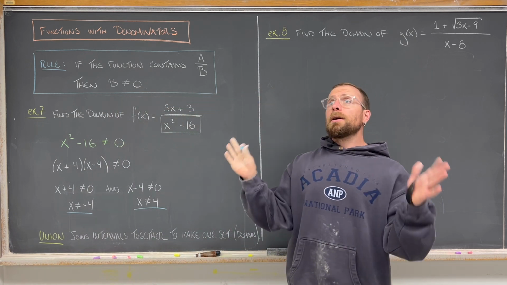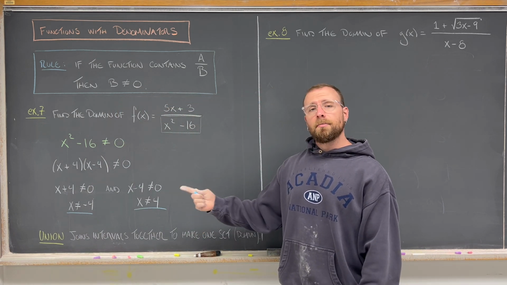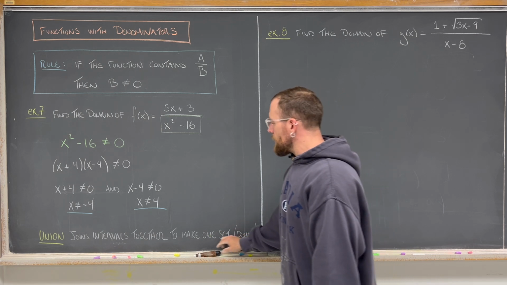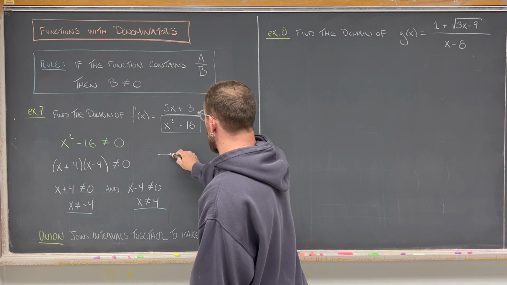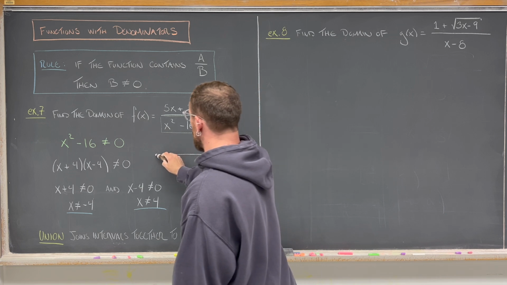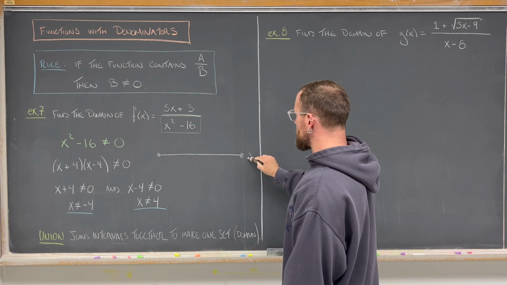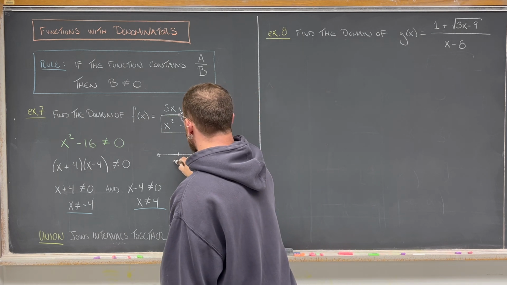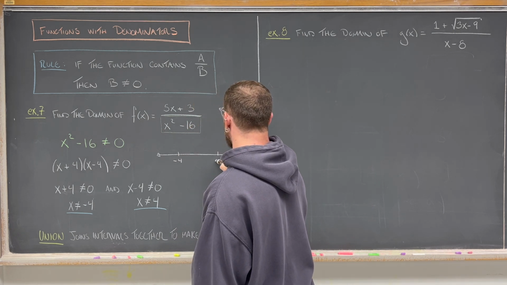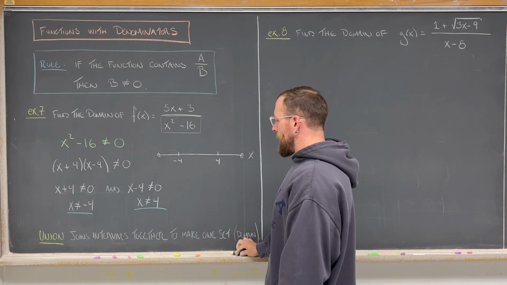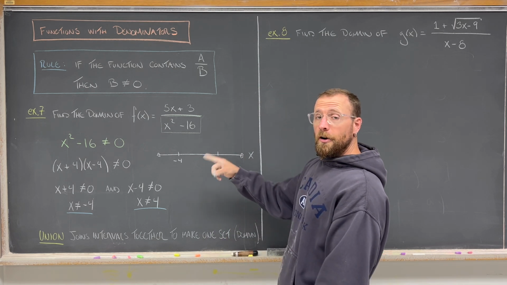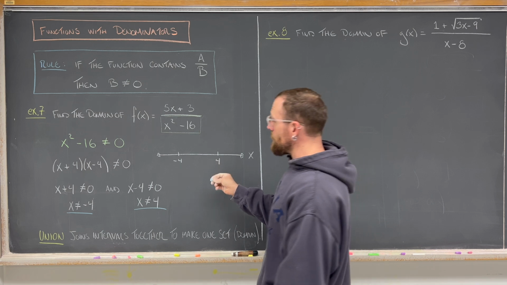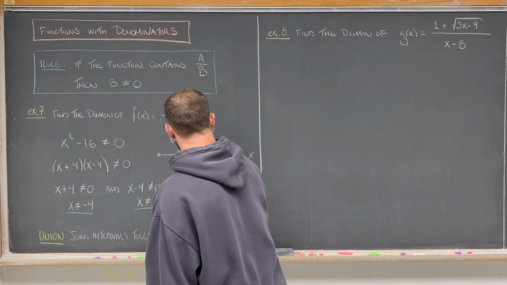X can be any number at all except for these two numbers, plus and minus 4. Now, on a number line, I know how to graph that. Here's my number line. I'll maybe label it x. This is supposed to represent all of the possible values of x. Negative 4 and positive 4 are numbers of interest. And all of the numbers that aren't negative 4 and aren't 4 look like this.